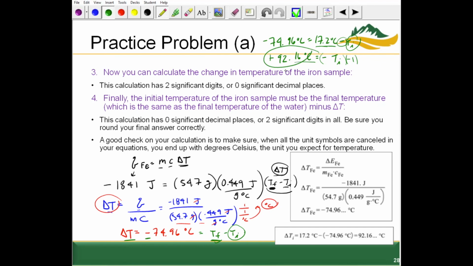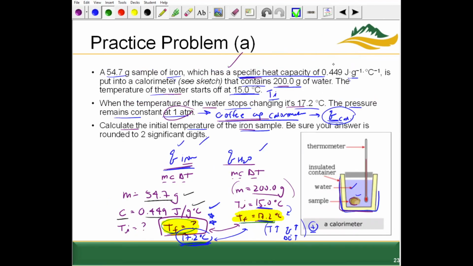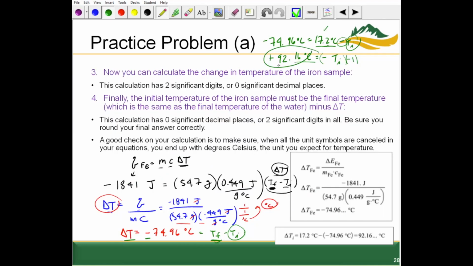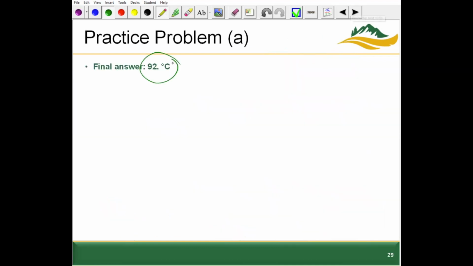We need to consider sig figs here. We were told to just have 2 sig figs in the end. So this answer, 92.16 degrees C, just needs 2 sig figs. So our final answer then is 92 degrees Celsius. That was T initial of the iron sample.